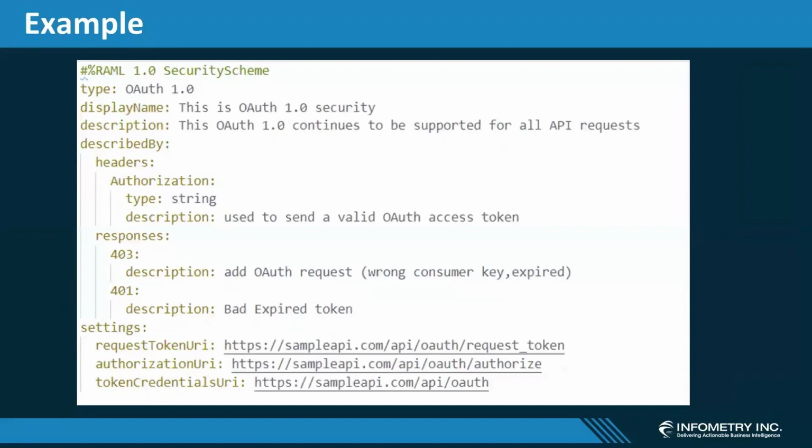401s, the bad expired token. Like the token is expired and then it cannot be authenticated with our API. So these are the responses when it comes to authorization.